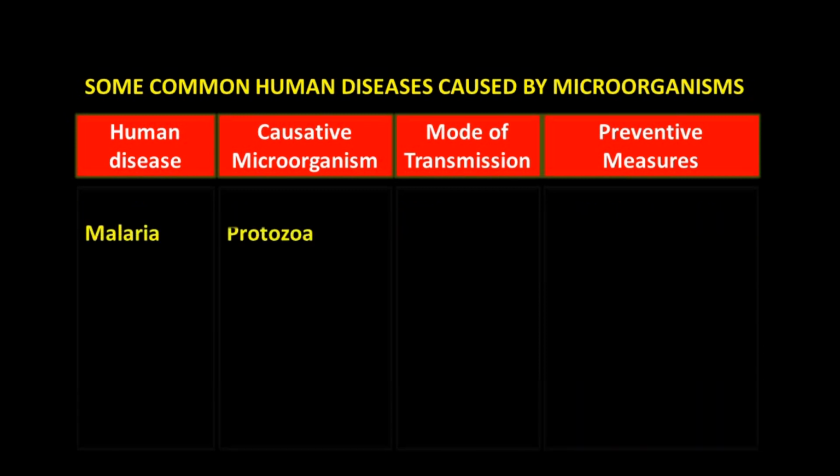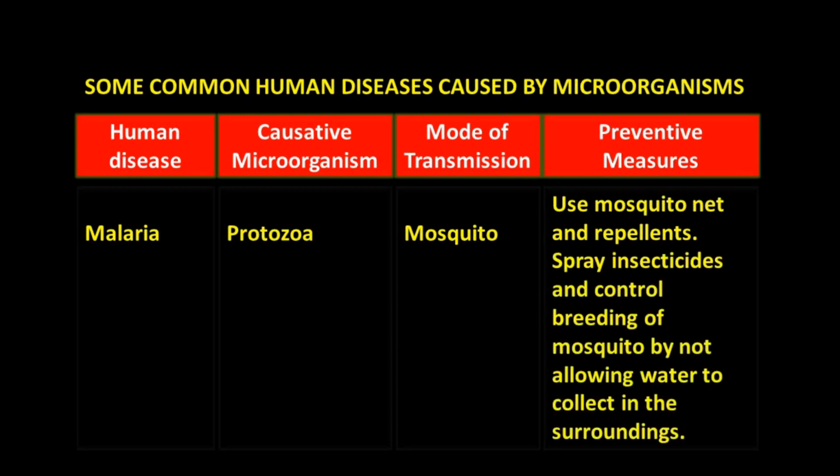Malaria is caused by protozoa and mode of transmission is mosquito. Use mosquito net and repellent. Spray insecticides and control breeding of mosquito by not allowing water to collect in the surrounding. These are some preventive measures to prevent malaria disease by mosquito.